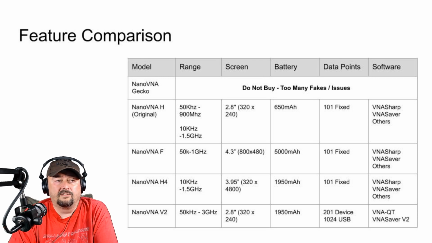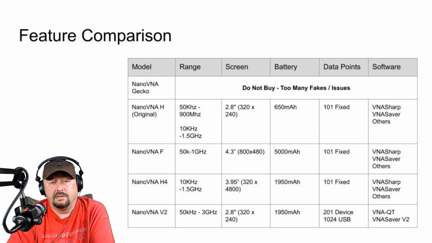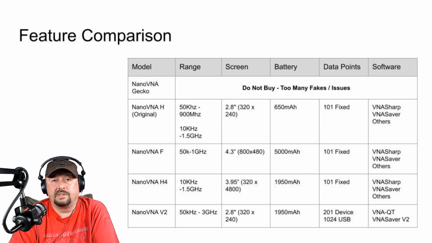Next is the NanoVNA version 2. Remember, there's two versions of the version 2. 50 kilohertz to 3 gigahertz. Now, that's great, being able to extend up to 3 gigahertz. But again, it's not something that I need. But I understand that there are some hams that do have some activities that they partake in that would be very beneficial to them, which is fantastic. The screen size is a little bit smaller at 2.8 inches, 320 by 240, but it does have the larger battery at 1,950 milliamps. Now, this is where this device really shines, in my opinion.